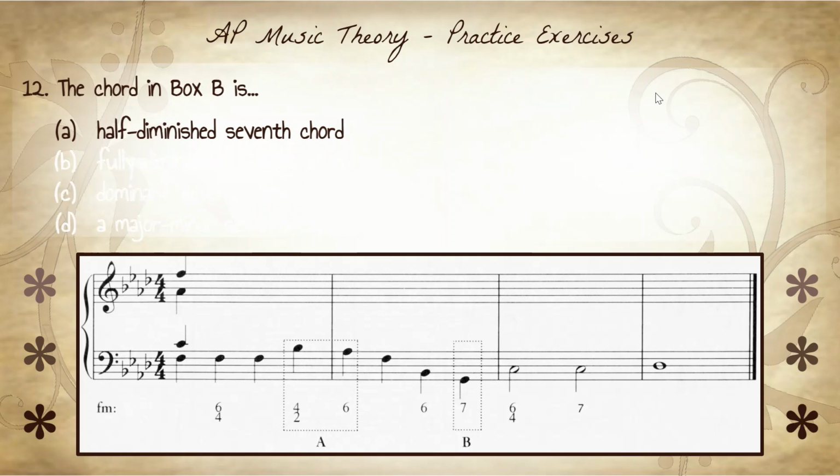Correct answer is A. The chord is a diminished triad, G, B flat, D flat, with a minor seventh, G to F, making it a half diminished seventh chord. In F minor, that chord is the supertonic.